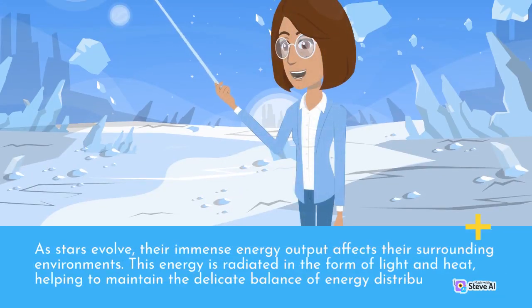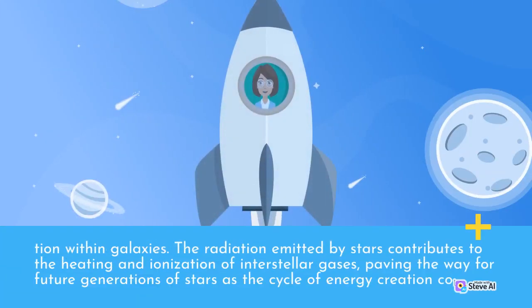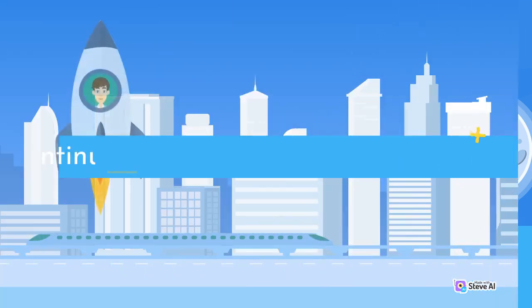As stars evolve, their immense energy output affects their surrounding environments. This energy is radiated in the form of light and heat, helping to maintain the delicate balance of energy distribution within galaxies. The radiation emitted by stars contributes to the heating and ionization of interstellar gases, paving the way for future generations of stars as the cycle of energy creation continues.